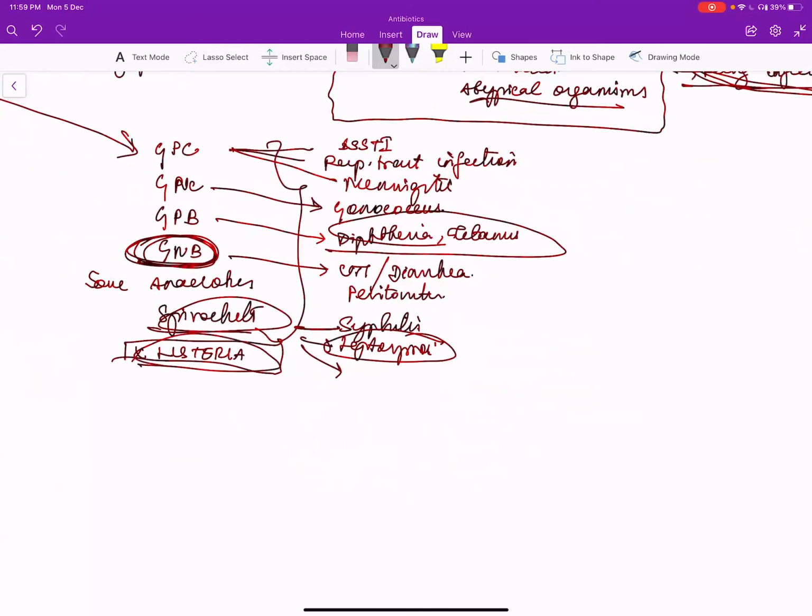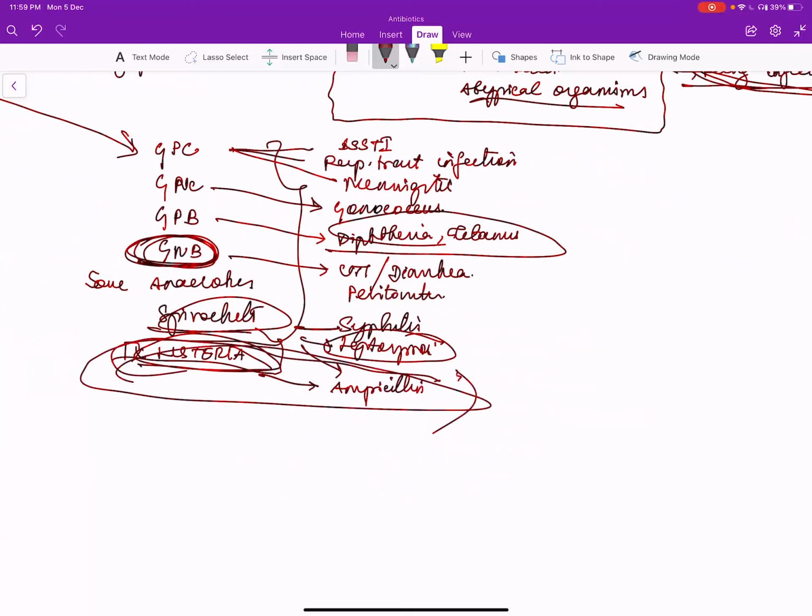Okay. Only thing is Listeria is not covered. Listeria is covered by ampicillin. Okay. Nice, right? This is how you think and write.